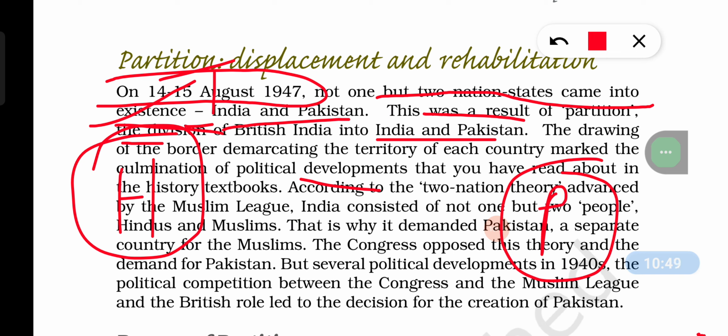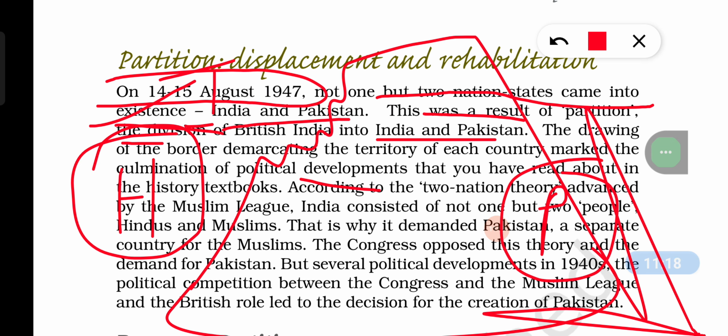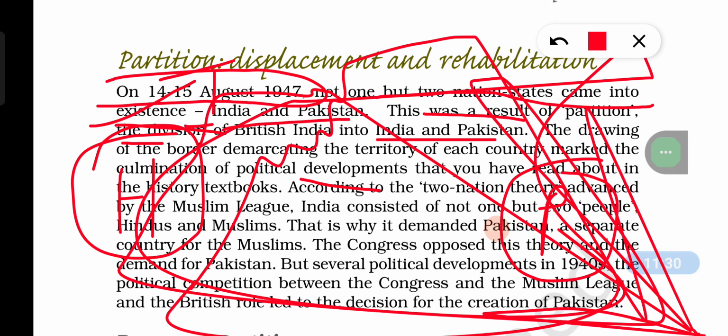In a place where the majority were Muslims, it was known as Pakistan. The problem was that the Muslim majority people lived across many parts of India. In the west of Bengal, Pakistan was known before 1971 as East Pakistan, and the second one was West Pakistan. The Muslim League demanded the two nation theory. So what is the two nation theory, beta? The Muslim community decided to have a separate country for Muslims.